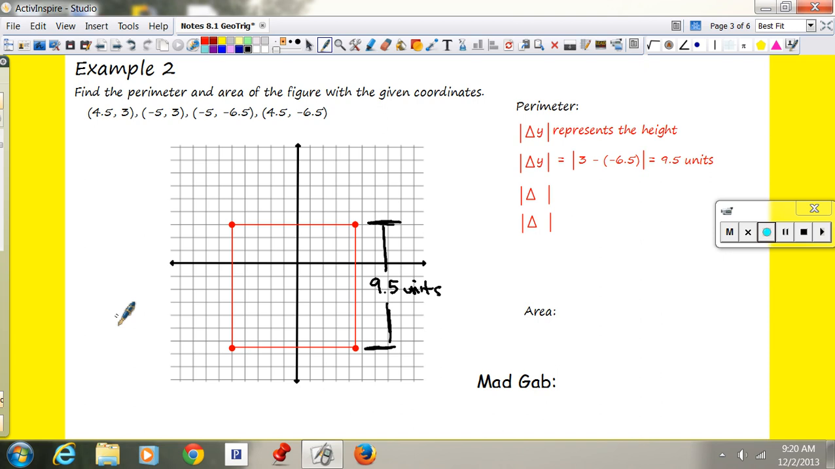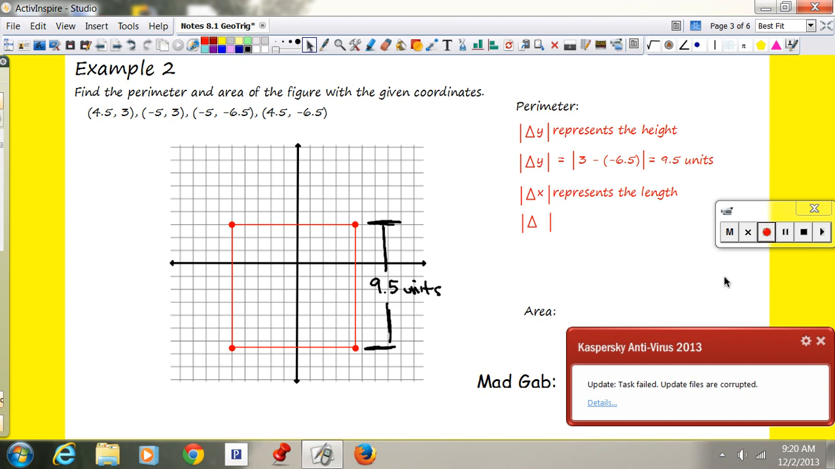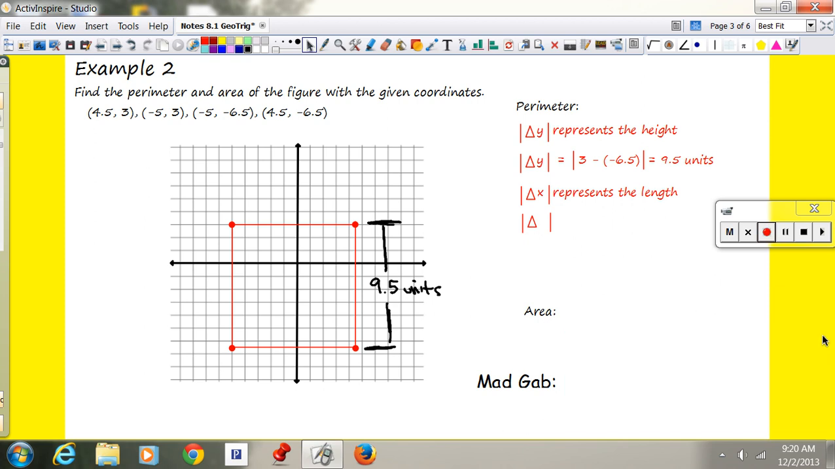And you could actually do that for the x also, which represents our length. The change in x represents the length. So you could actually count across. In this case, you've got a negative 5 way over here. You're subtracting a positive 4.5. Negative 5 minus 4.5 is going to give you negative 9.5. But you're supposed to have absolute value signs in here because distance is always positive. So you've got your absolute value signs to make it a positive 9.5.